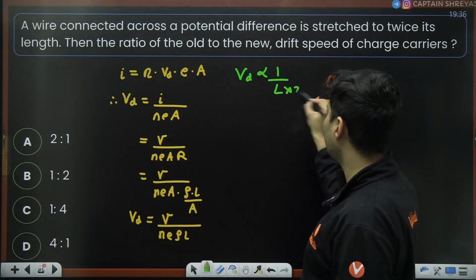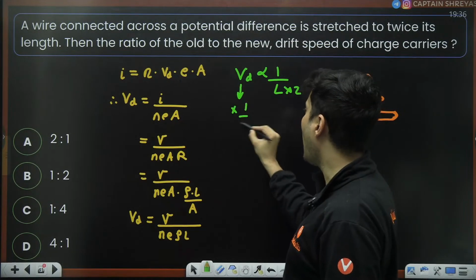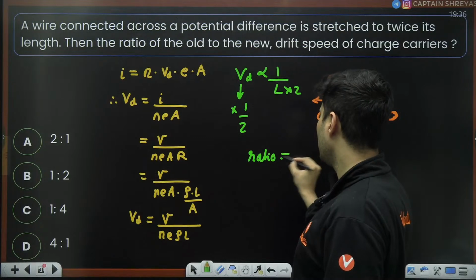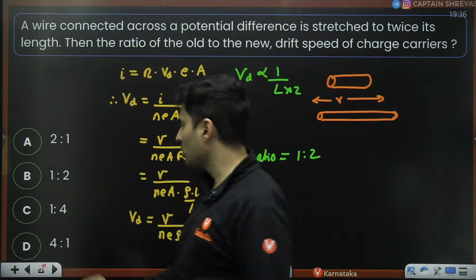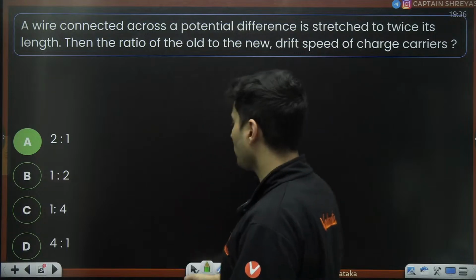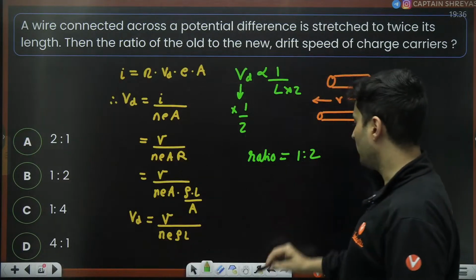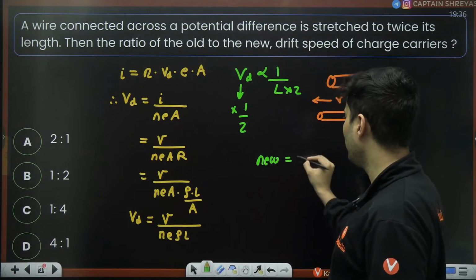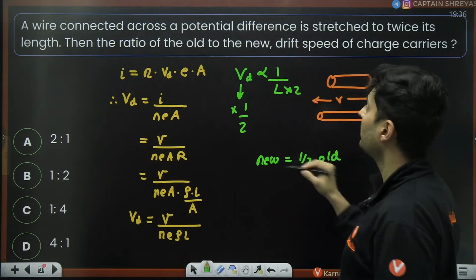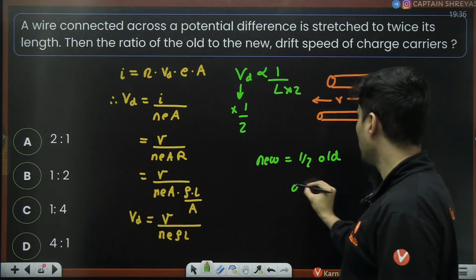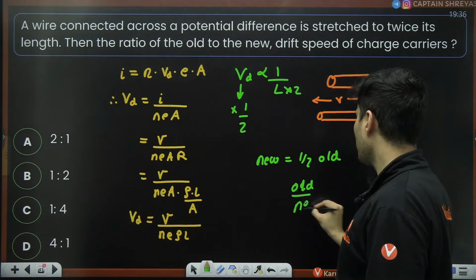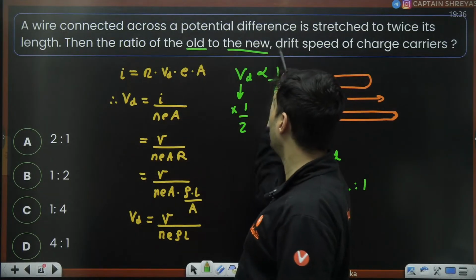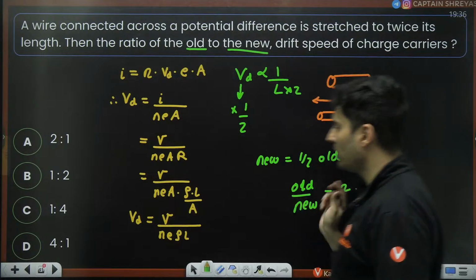So if the length is doubled, the drift speed will be halved. So the ratio should be 1 is to 2, or basically 2 is to 1. When you are talking about the new one, it will be half of the old one. The question is old is to new. So when you talk about old by new, it will be 2 is to 1. Question asked is old to the new one, so it will be 2 is to 1.